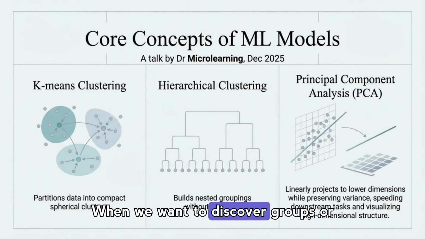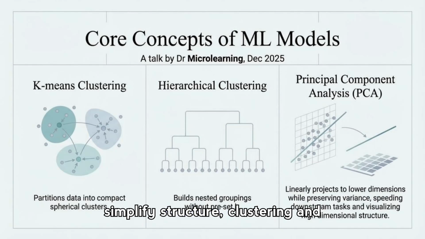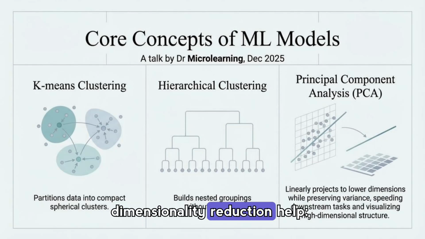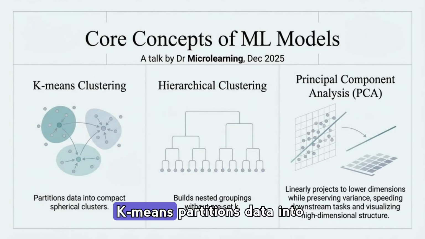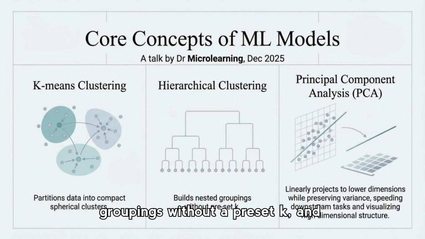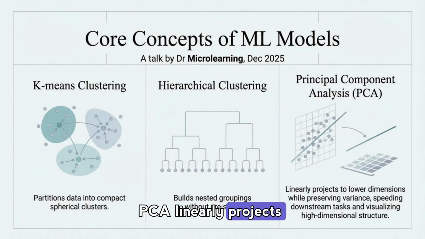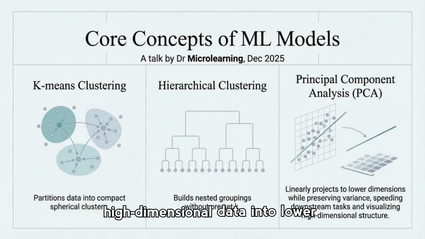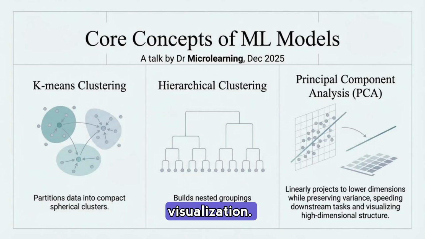When we want to discover groups or simplify structure, clustering and dimensionality reduction help. K-means partitions data into compact spherical clusters. Hierarchical clustering builds nested groupings without a preset K, and PCA linearly projects high dimensional data into lower dimensions while preserving variance to speed downstream tasks and aid visualization.